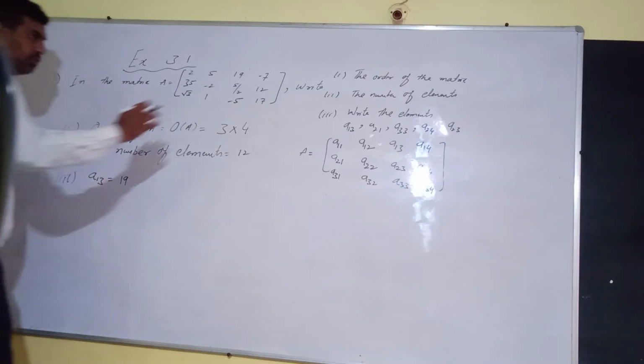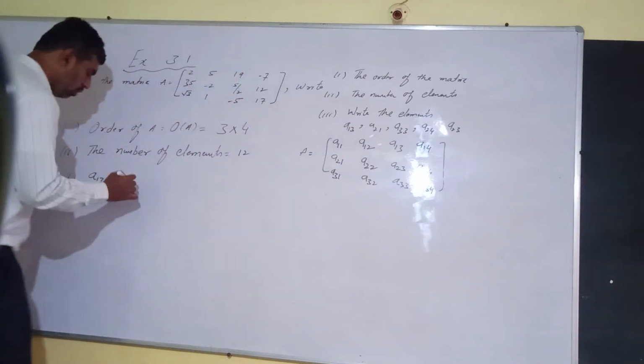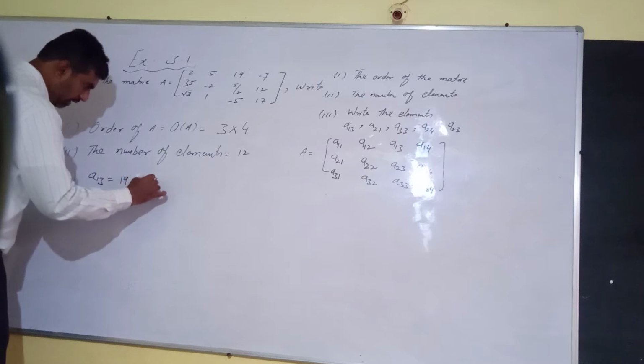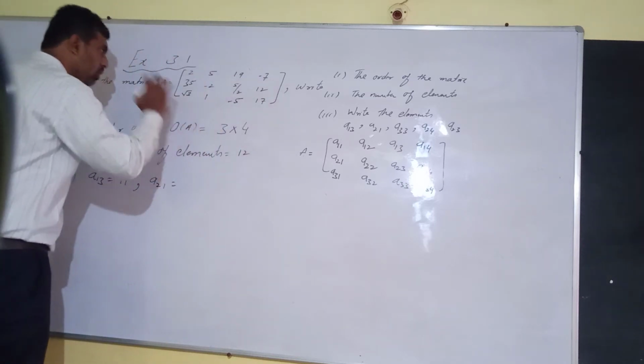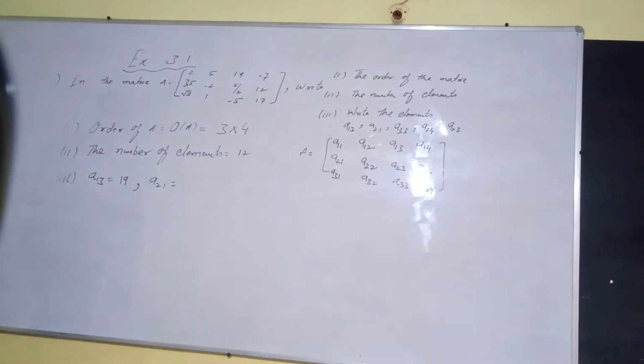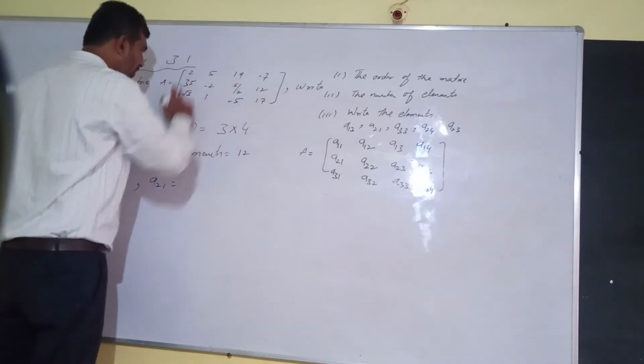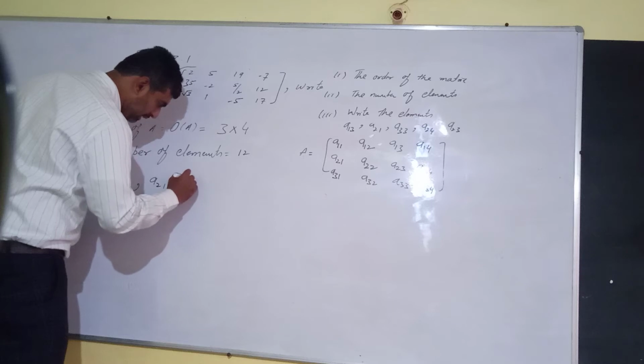Now, which one is the next question? Second row, first column. Observe very carefully. Second row, first column. What is the number present? 35.